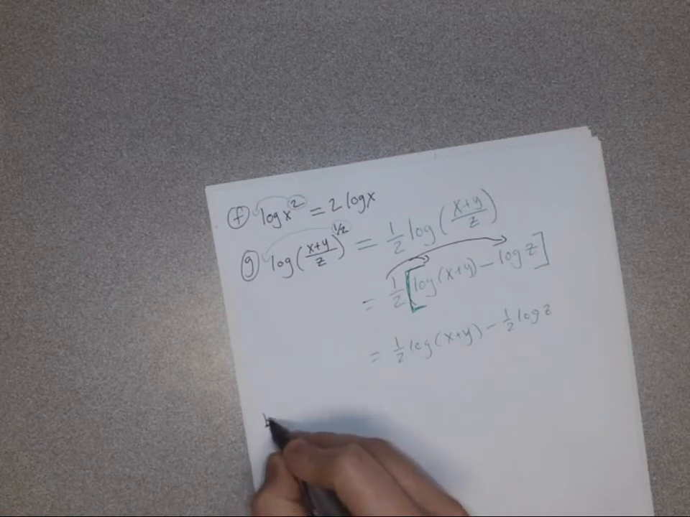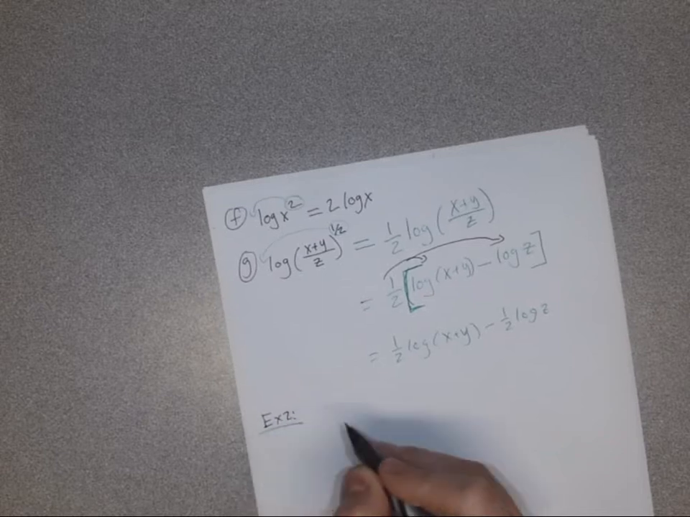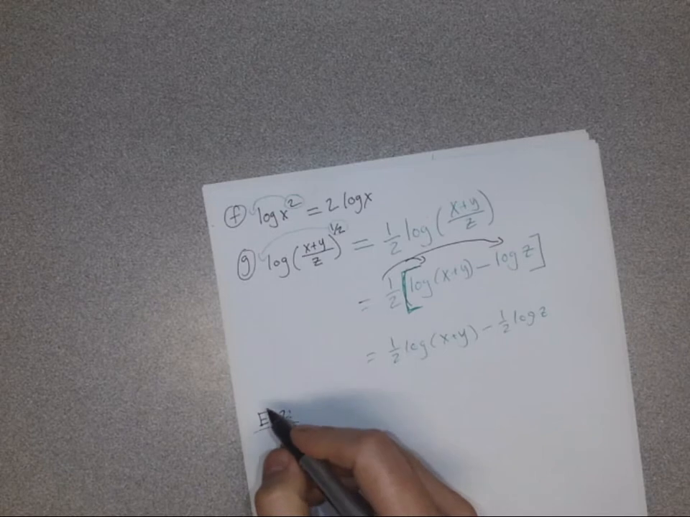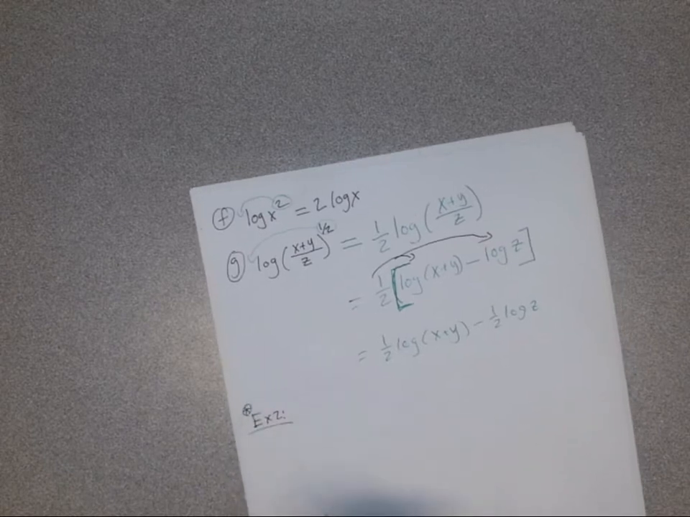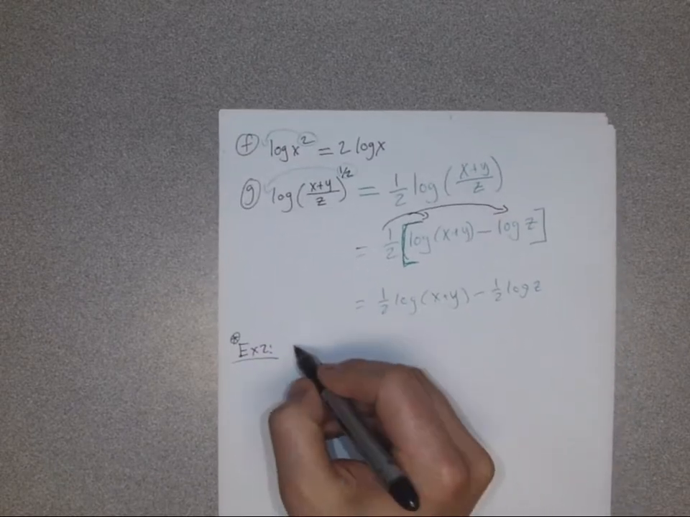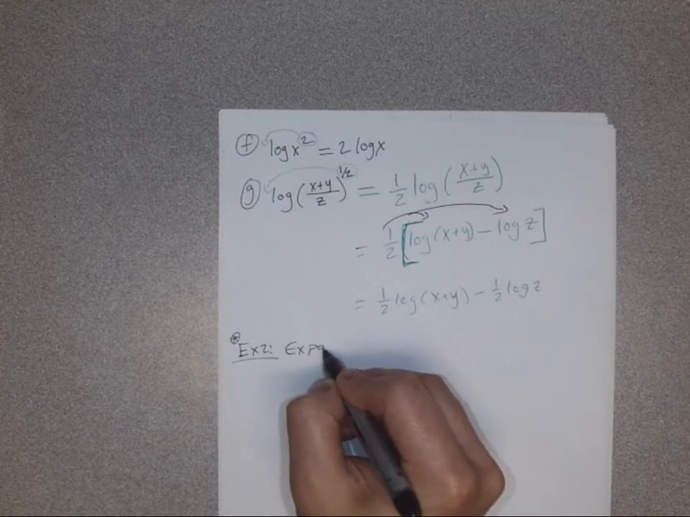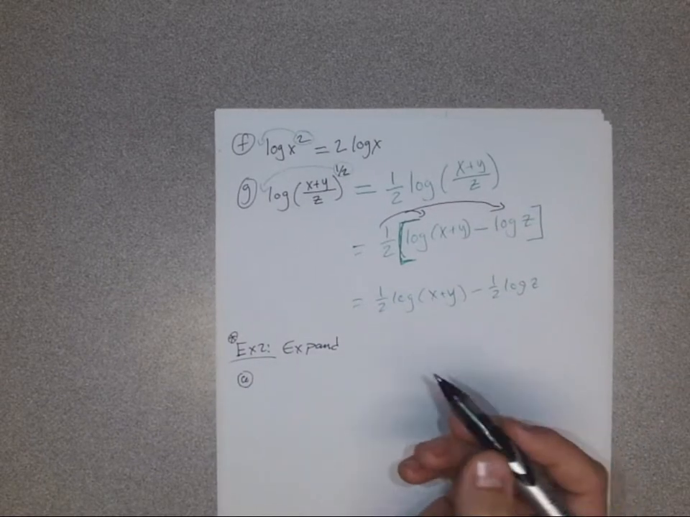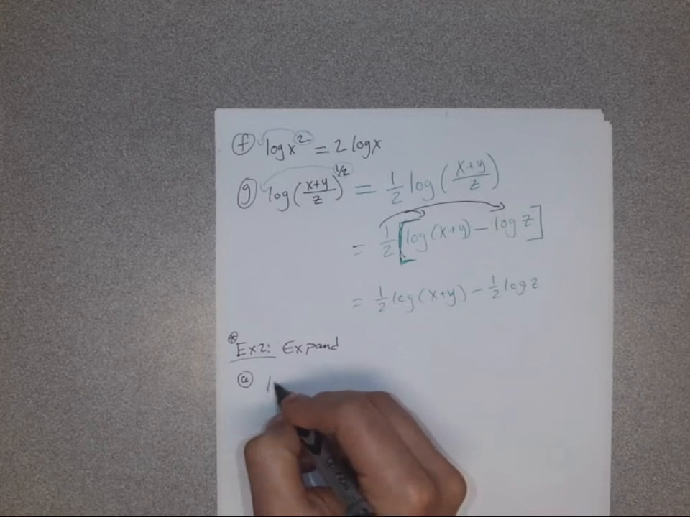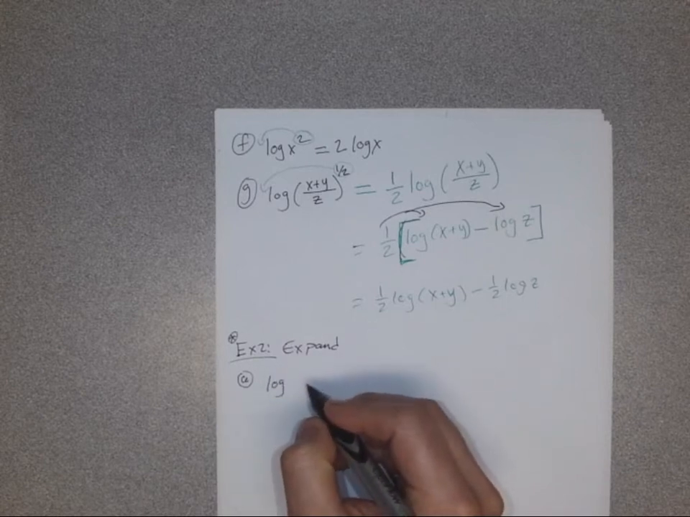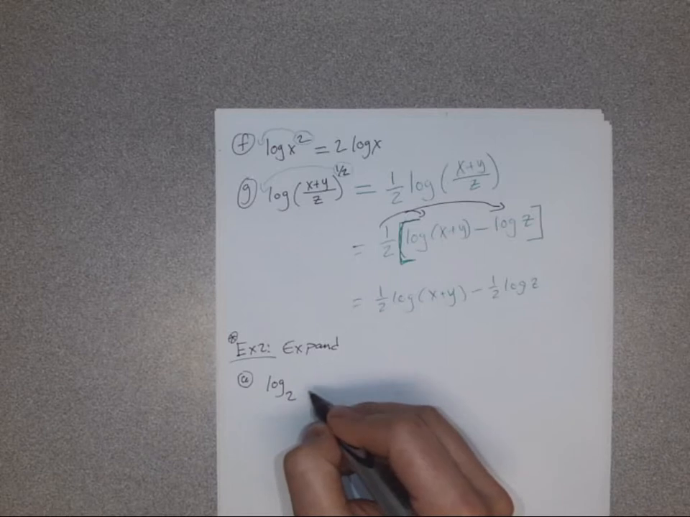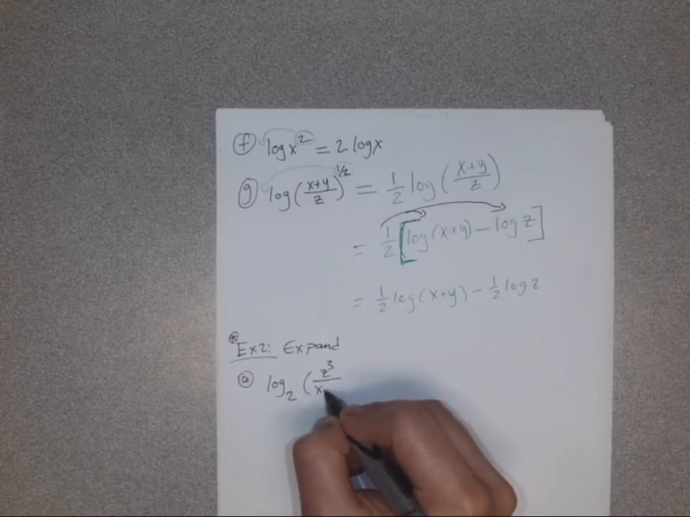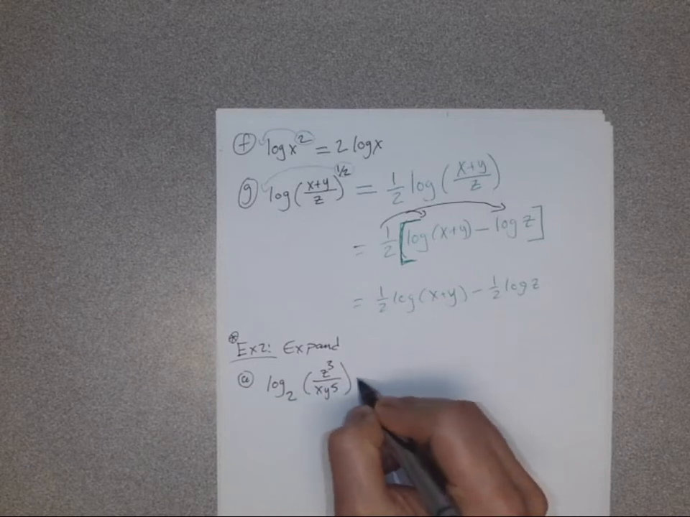Let's start over. Let's start with a new example. Example 2. And this would be the type of problems you'll see on the exam. So give it a little star or something here. And I'm just going to shorthand it and say expand again. So log base 2 of z cubed over x times y to the 5th.